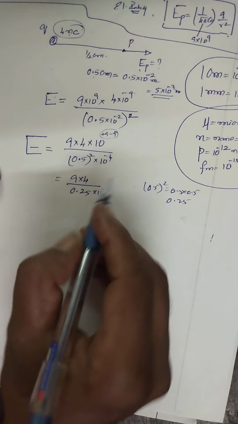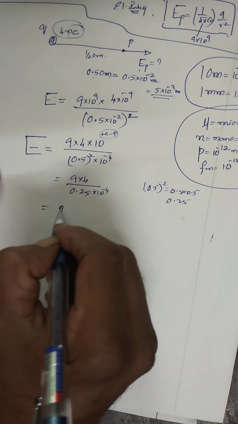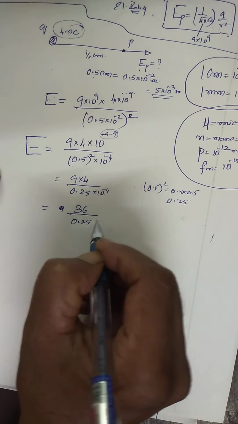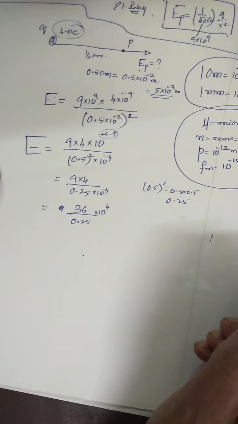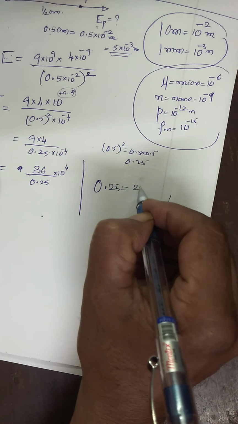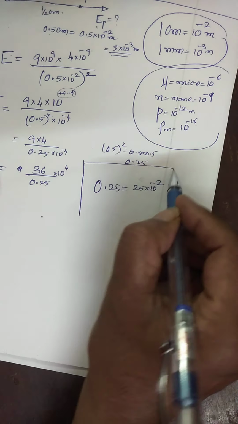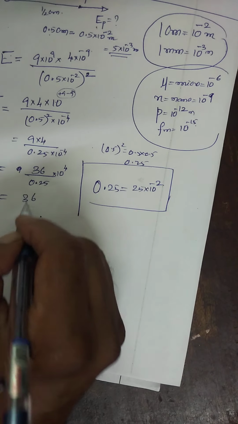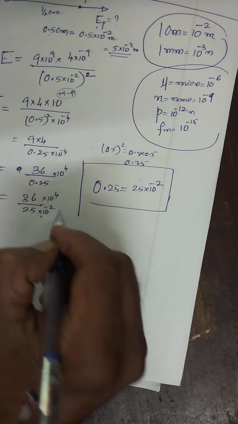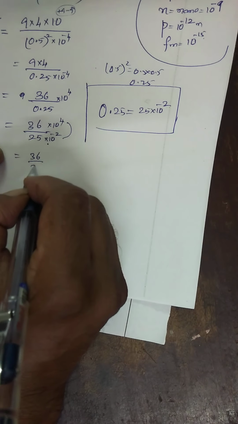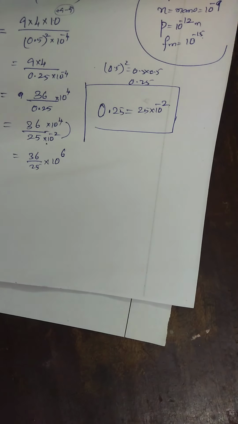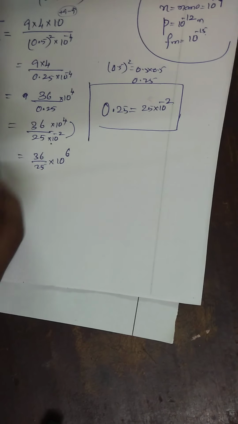Some people cancel this; you should not cancel this. 9 4s are 36, right? Divided by 0.25 into 10 to the power of minus 4. Remember, 0.25 can be written as 25 into 10 to the power of minus 2. Therefore, 36 divided by 25 into 10 to the power of minus 2, and this 10 to the power of minus 4 goes up, giving 36 divided by 25 into 10 to the power of 6. Understood?